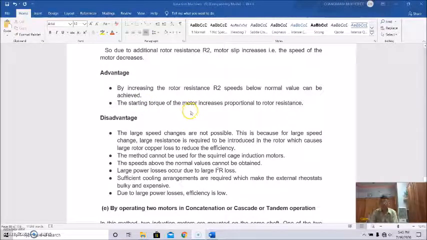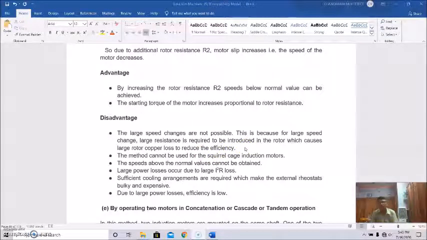But what are the disadvantages? There definitely are some disadvantages. Large speed changes are not possible, because for a large speed change, a large resistance is required to be introduced in the rotor, which causes large rotor copper loss and reduces the efficiency. That's a very big problem.